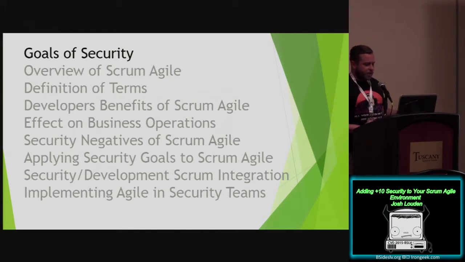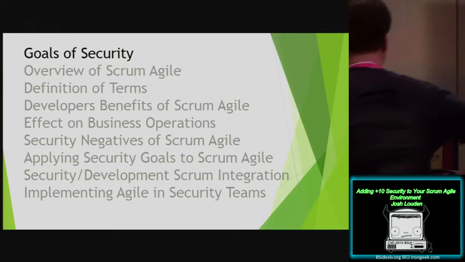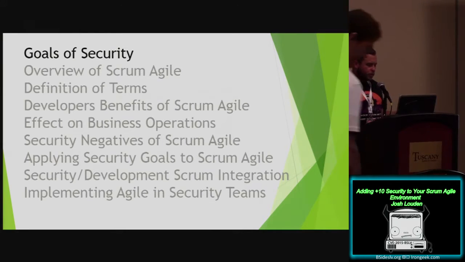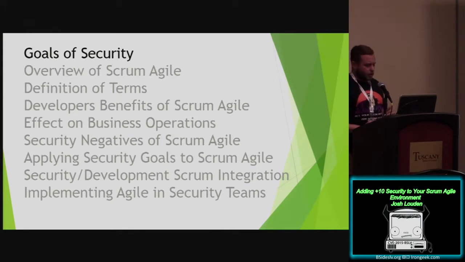How does Scrum Agile benefit developers? What are the effects on business operations? If development teams and security teams work together and can't achieve their goals, what happens? The security negatives in a Scrum and Agile development, so there are things that might not actually work.